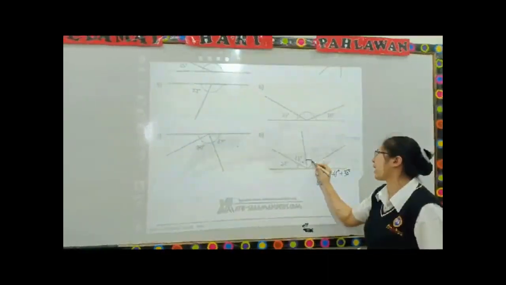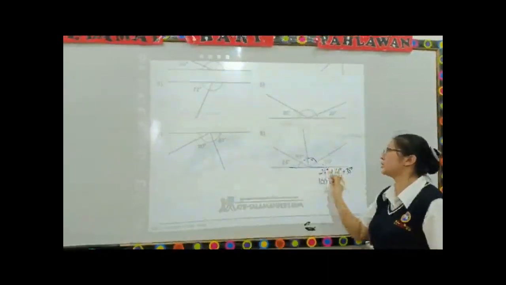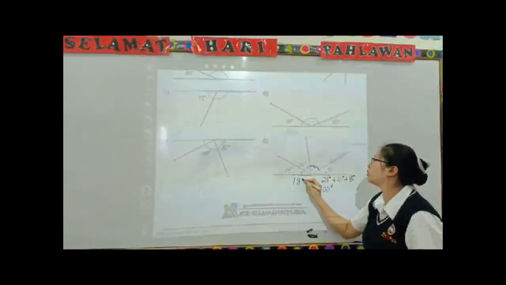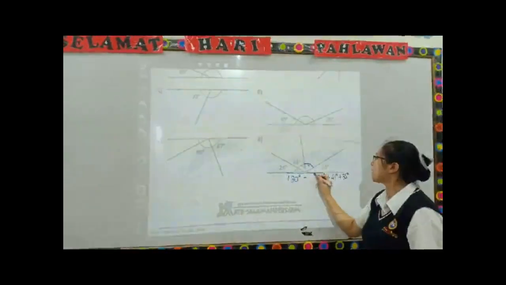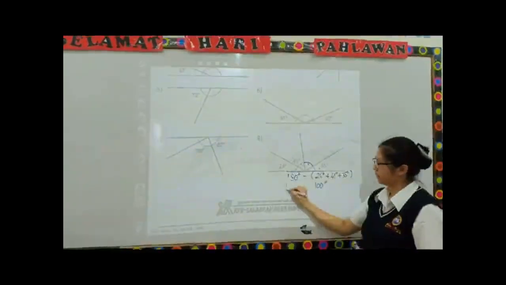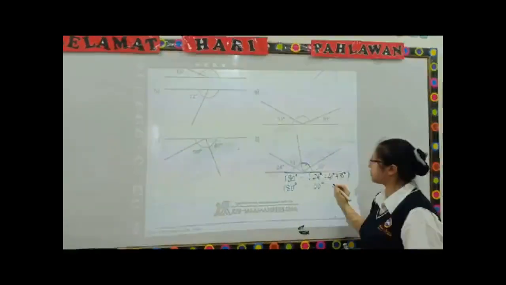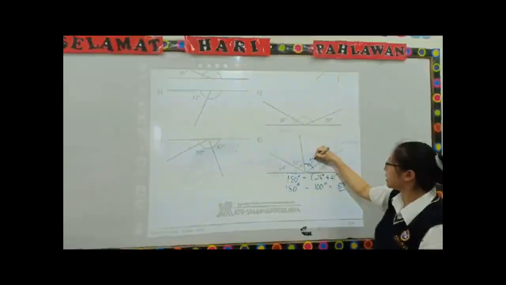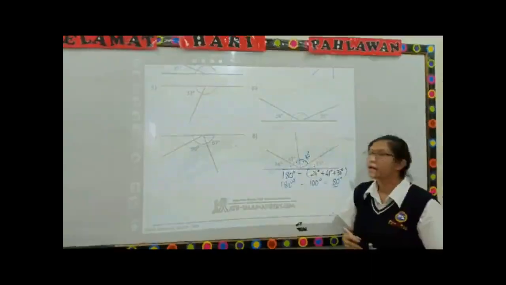How can we find the angle over here? Remember, angle on a straight line is 180 degree. So what you can do is you do 180 degree subtracted by the sum. 180 degree subtracted by 100, so it is 80 degree. So the angle here is 80 degree.